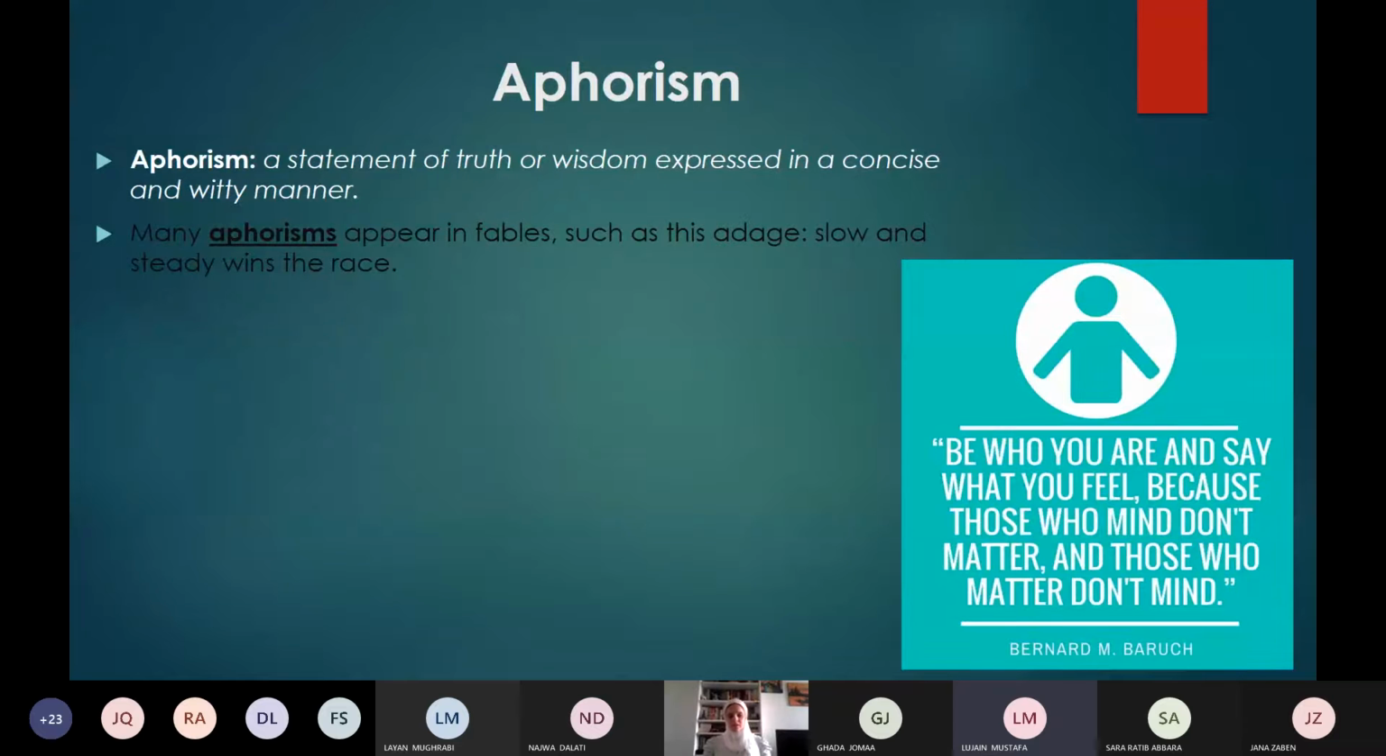Slow and steady wins the race. Like here, be who you are and say what you feel, because those who mind don't matter, and those who matter don't mind. Do you like these quotes, girls? Yes, they're actually nice.